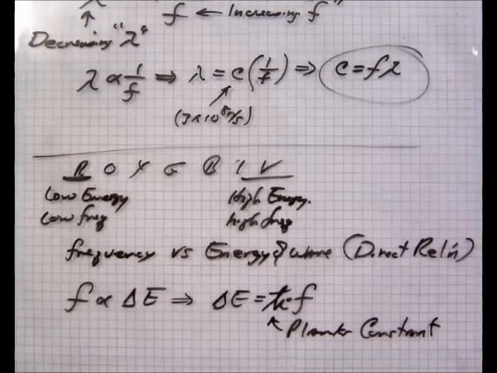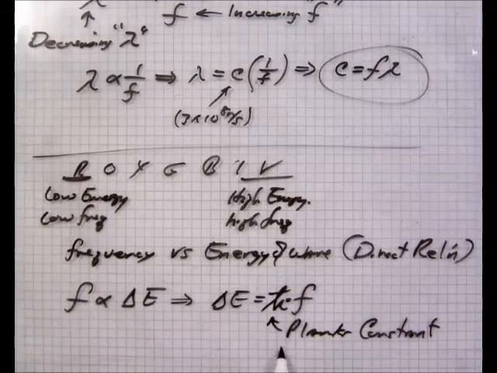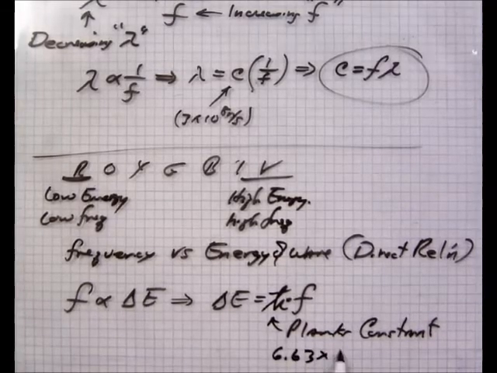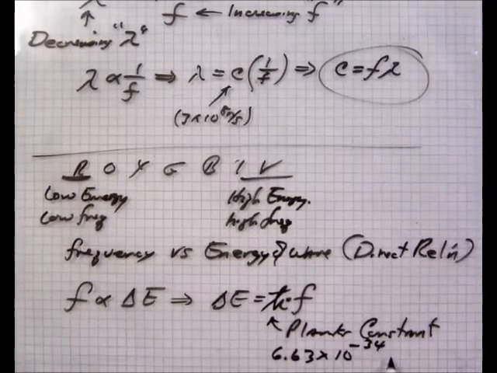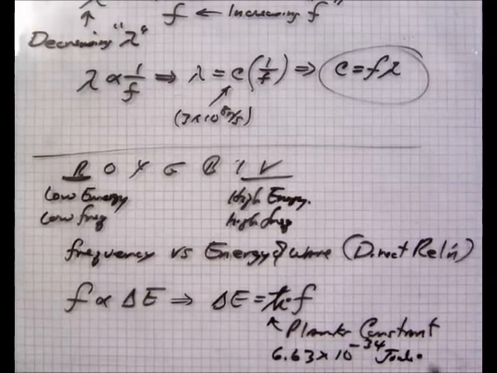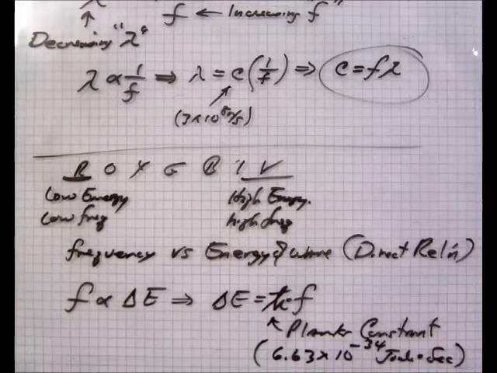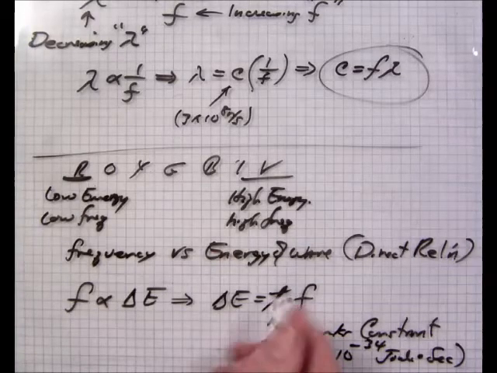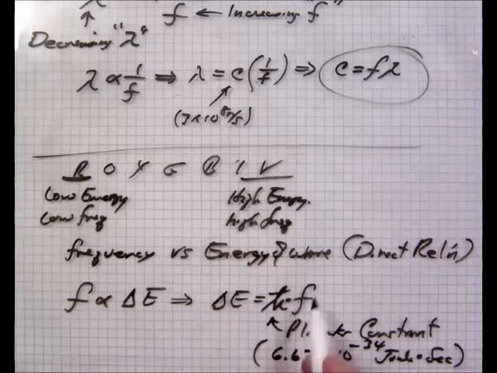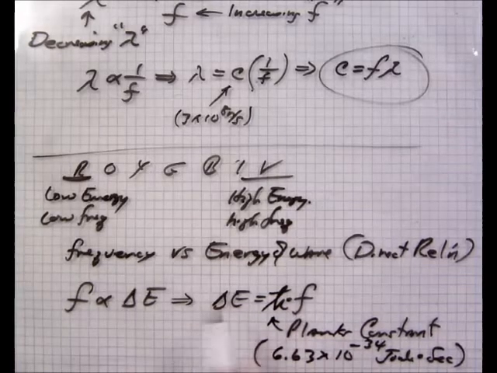And it's published on your reference sheet. It'll be 6.63 times 10 to the minus 34 joule seconds. That's the constant you'll use. So if you want to get the energy given the frequency, you just plug in this number, whatever your frequency is, and you can get the energy in joules.